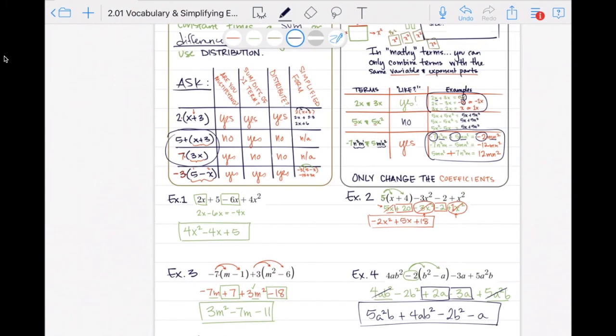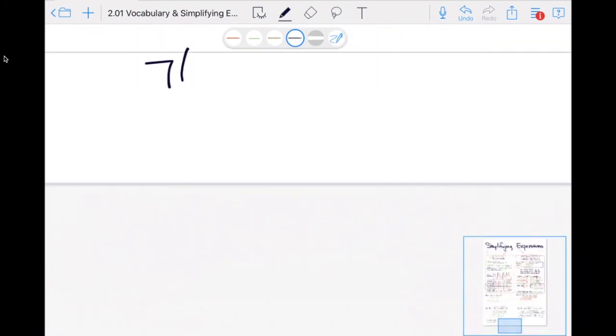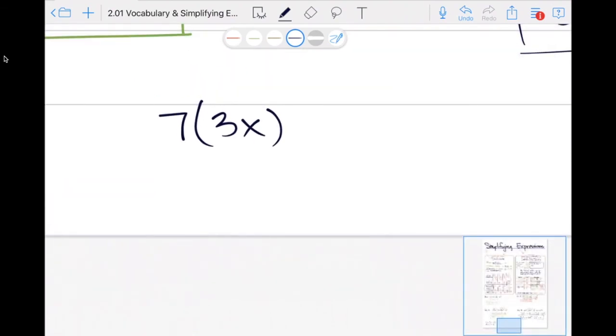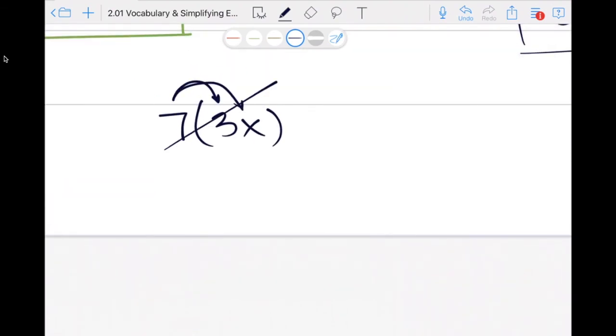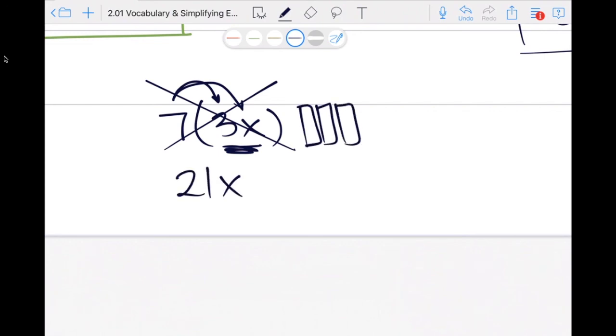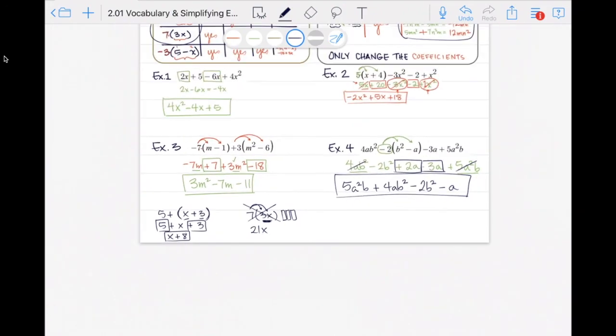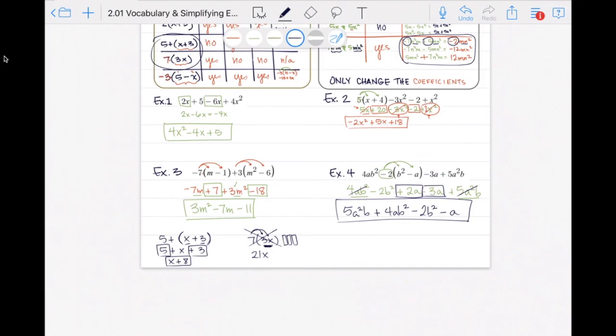And then that other one was 7 times 3x. The error that students sometimes make on this is they do 7 times 3 and 7 times x. That is not the case. We do not distribute unless there's a sum or a difference in the parentheses. So all we're doing here is 7 times 3, which is 21x. Or think about it as we have 3 x's, and we're going to duplicate that 7 times. Well, you're going to end up with 21 total x's. So again, not distribution, but definitely something you could simplify.